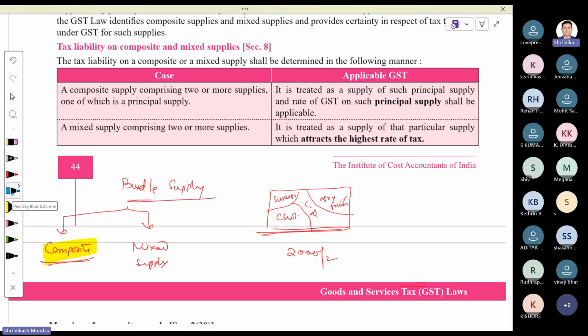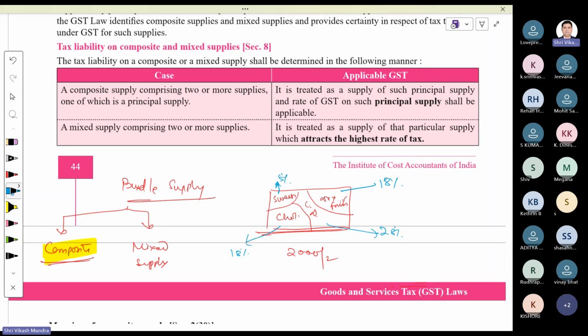I do not know the different value for each and every supply in this. Can I say this is a bundle supply made by Haldiram Bhujiawala for a single price of rupees 2000? It includes sweets, chocolates, cold drinks, and dry fruits. Say in case of dry fruits, the rate of GST is 18%. In case of sweets, it may be 5%. On chocolates, it is 18%. Cold drink, say it is taxable at the rate of 28%.